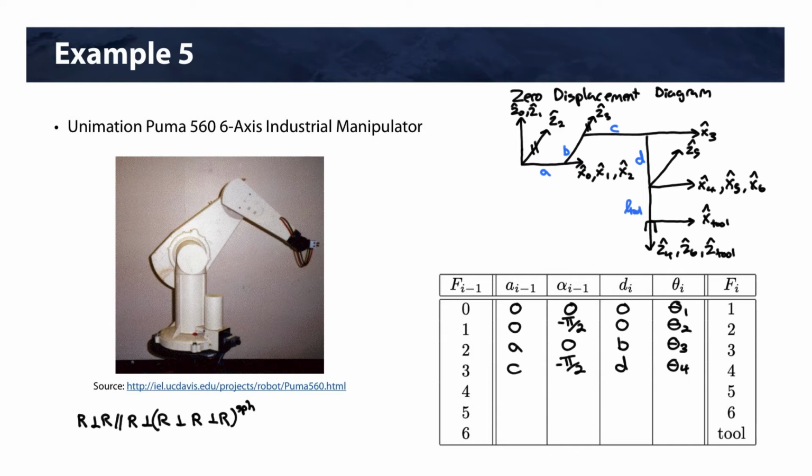4 to 5, this is our wrist center, so joints 4, 5, and 6 intersect, so we're not going to have any lengths, so those are going to be 0. Then pi over 2, the angle between Z4 and Z5, and then 0, then theta 5. 5 to 6, it's going to be 0, minus pi over 2, 0, theta 6. And then lastly, from our frame 6 to our tool, we're going to have 0, 0, L tool, and 0.